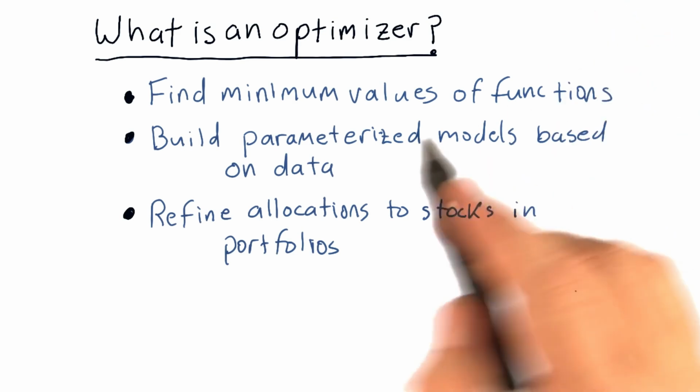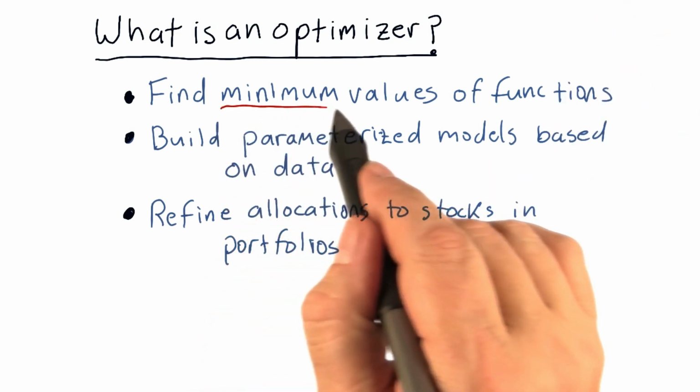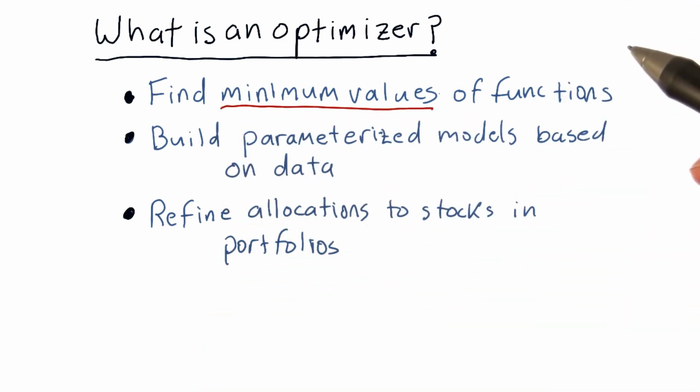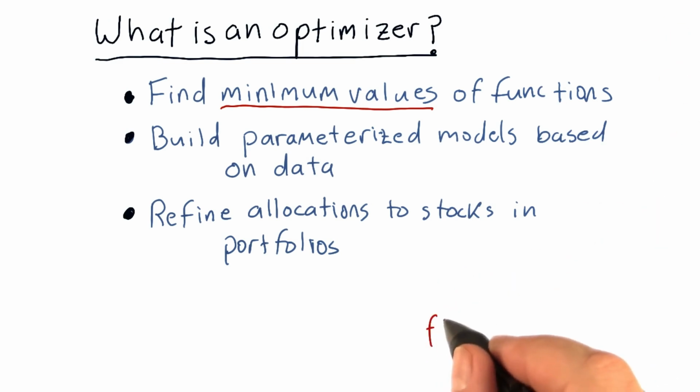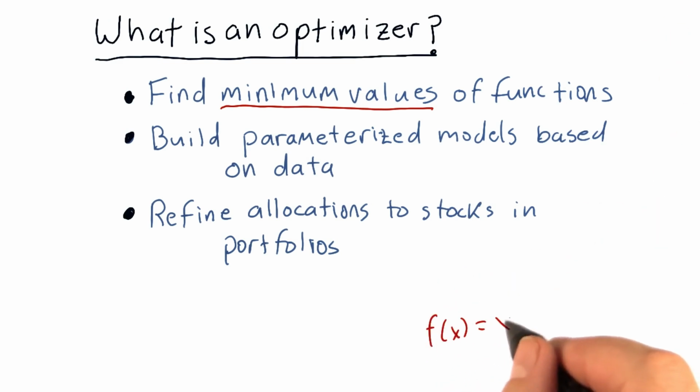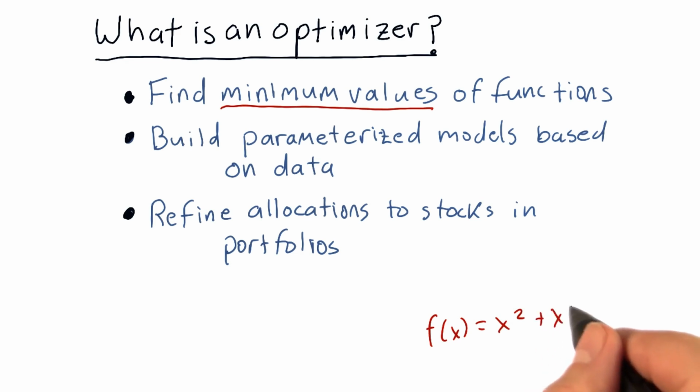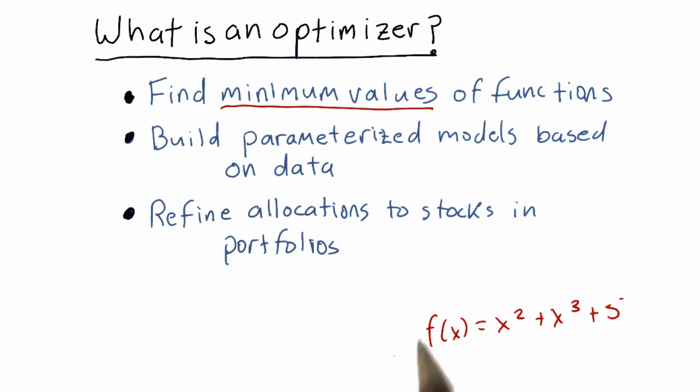Optimizers can be used to find minimum values for functions. So say you have a function like f of x equals x squared plus x cubed plus 5 or something like that. An optimizer can find for what value of x this overall function is minimized.